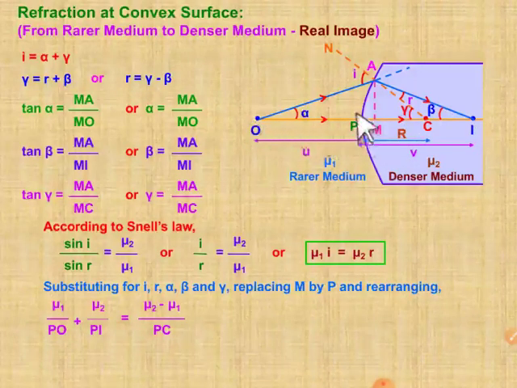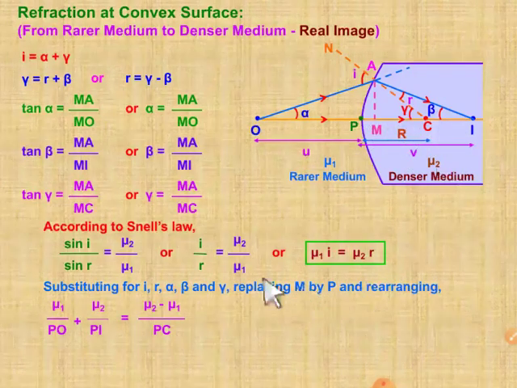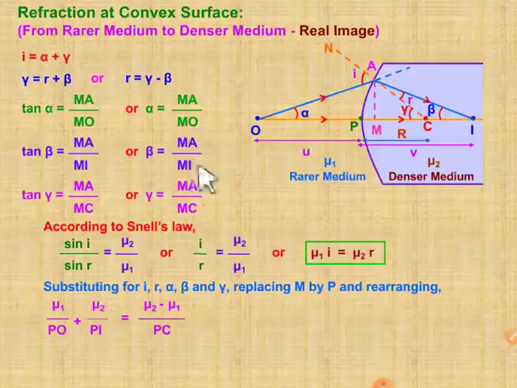Why are we doing this? Because any measurement parallel to the principal axis should always be started from the pole. This is the convention. Convention means already accepted by almost all the scientists all over the world. For MI, that means the image distance, it will be replaced by PI. So if you replace M here by P, it will be PO, PI, and PC like that.